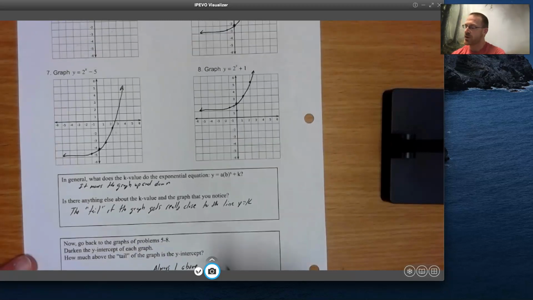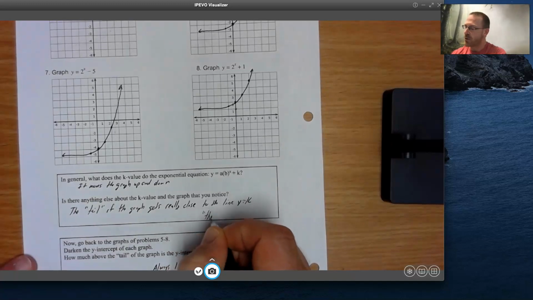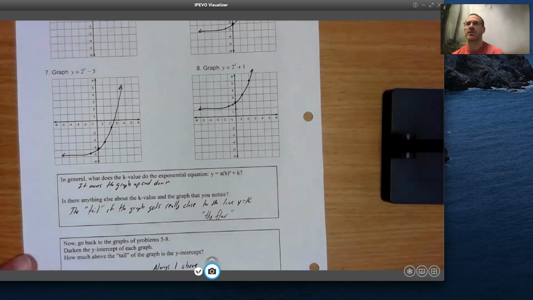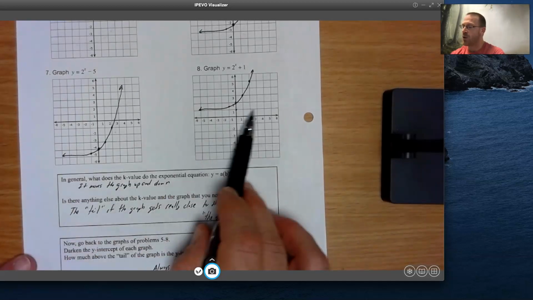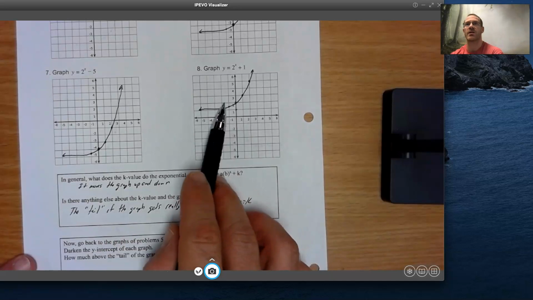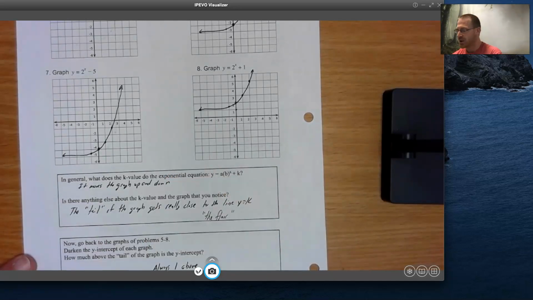Now, we're going to refer to this sometimes as the floor of the graph, the floor. It's kind of sitting on -5 here. It's sitting on 1, right? That's kind of the floor. So it's going to get really close to that, but never quite touch it.